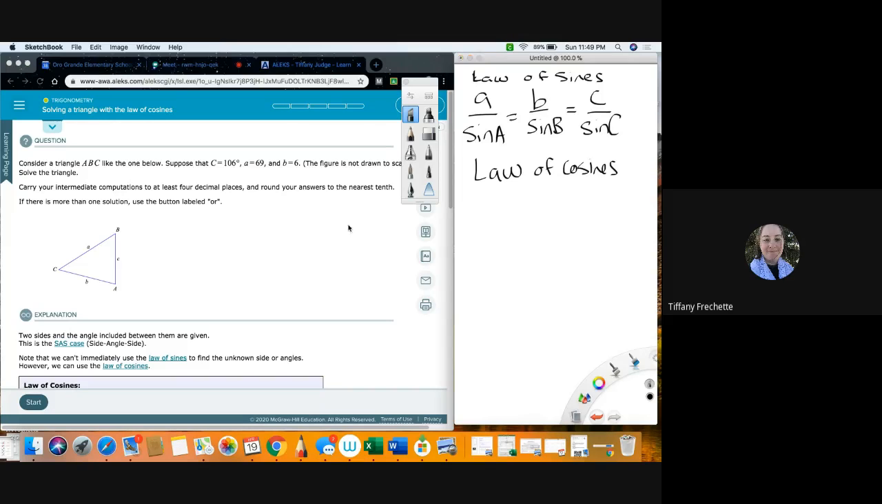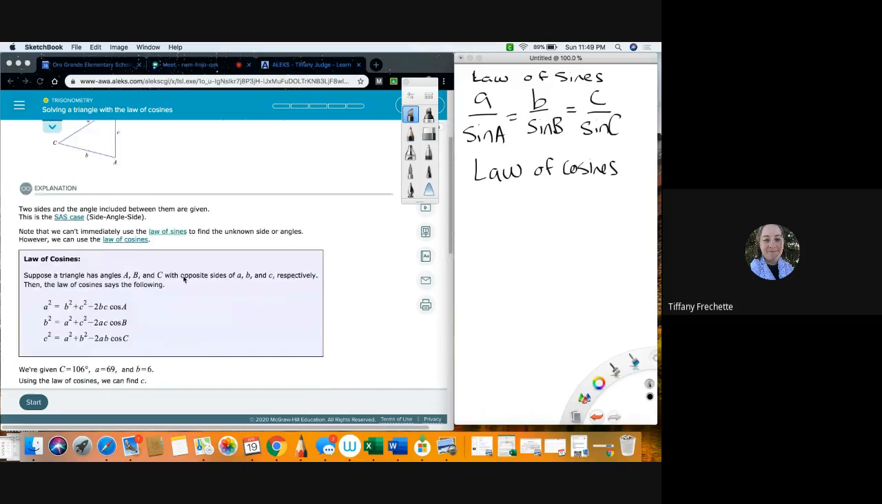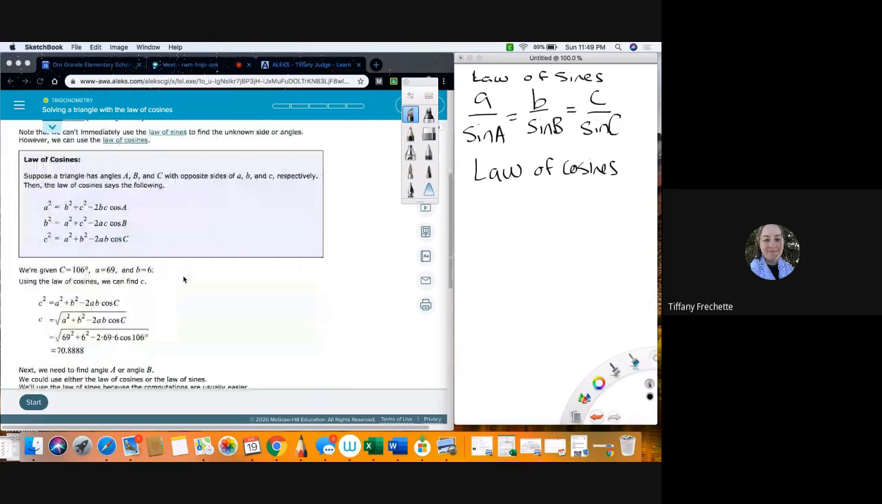So we can do the same type of thing with the law of cosines. So I'm going to scroll down here. So we have three instances for the law of cosines. A squared equals b squared plus c squared minus 2b times c times the cosine of A. So if you notice, this looks a lot like Pythagorean theorem, except we usually say a squared plus b squared equals c squared. So in this case, if I'm looking for angle A, this is the one that I'm going to use.